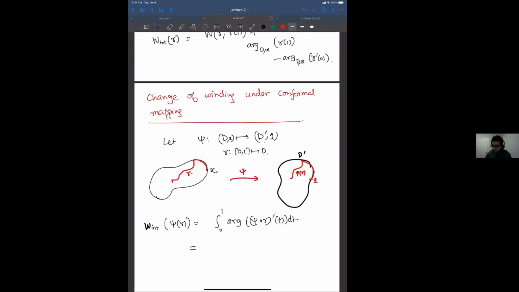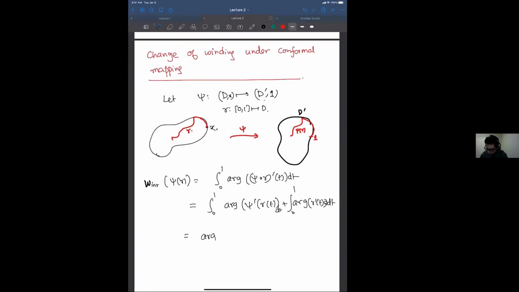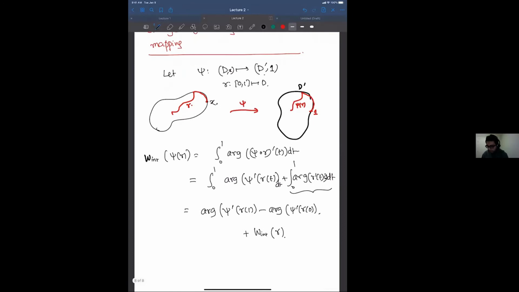Okay, and in the end, this is going to be just the chain rule. So we're going to write it as the integral of arg of psi prime of gamma t plus arg of gamma prime t, dt. And this is arg of psi prime of gamma 1 minus arg of psi prime of gamma 0. So this is the additional thing that we add, plus this quantity, which is simply the intrinsic winding of gamma. Okay, so what did we learn? We learned that as long as the curve is smooth and psi is conformal, then the change in winding of psi of gamma is simply given by this quantity. This is the error.